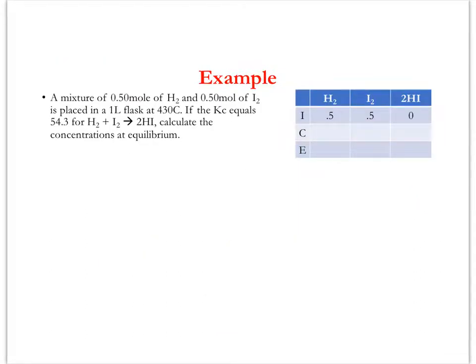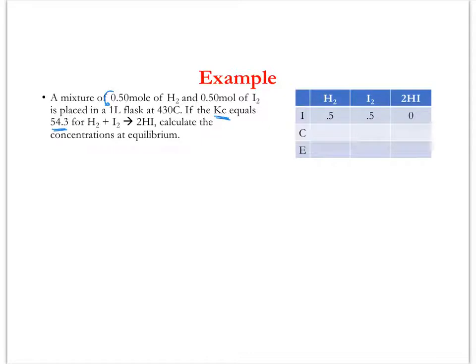Here's another one of these problems. This is the last one. A mixture of 0.5 moles of each are placed in a 1 liter flask. It gives us the K value. Calculate the concentrations at equilibrium. So they're both placed in a 1 liter flask, so 0.5 moles over 1 liter is 0.5 molar. So we have our initial line filled in.